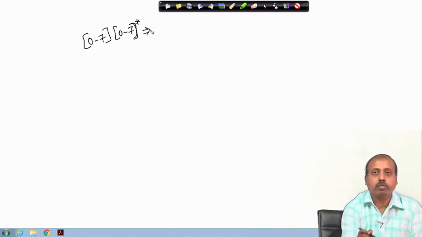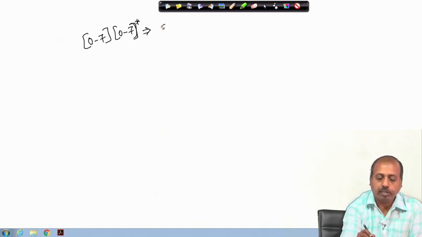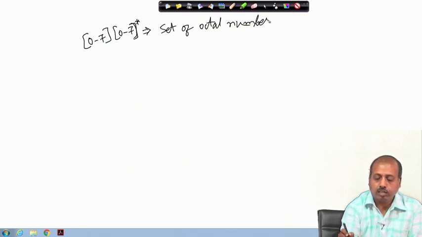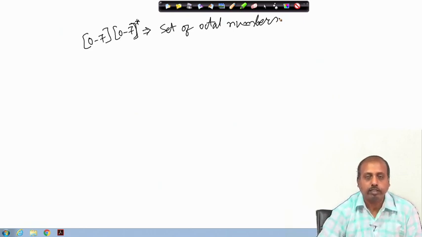This is the regular expression that corresponds to the set of octal numbers, because the numbers can start with any of the digits 0 to 7, and there can be one digit or multiple digits, but the digits are restricted to 7 only. So, it cannot be more than that. So, this represents the octal numbers.